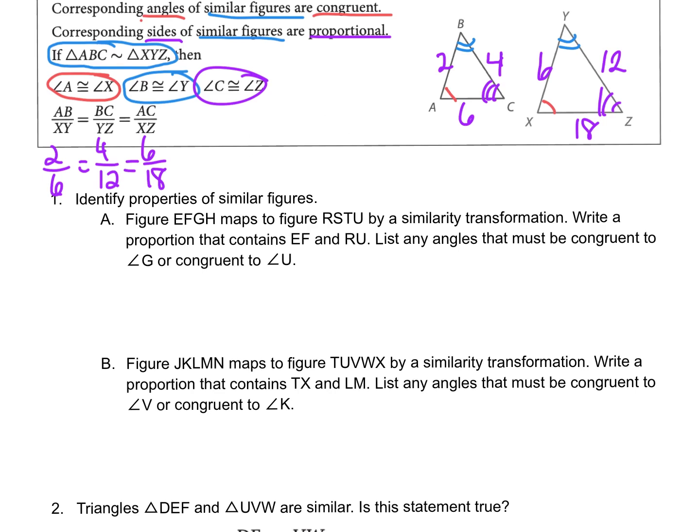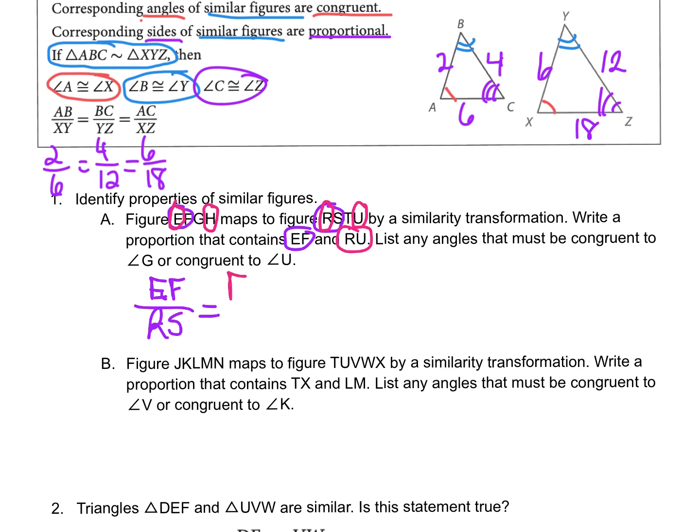Alright, so it says figure EFGH maps to figure RSTU by similarity transformation. Write a proportion that contains EF and RU, then list any angles that must be congruent to angle G or congruent to angle U. Alright, so let's look at EF. EF is the first two letters, so it has to map to the first two letters of that figure. Then RU is the first letter and the last letter, so it has to have a ratio with the first letter and last letter.